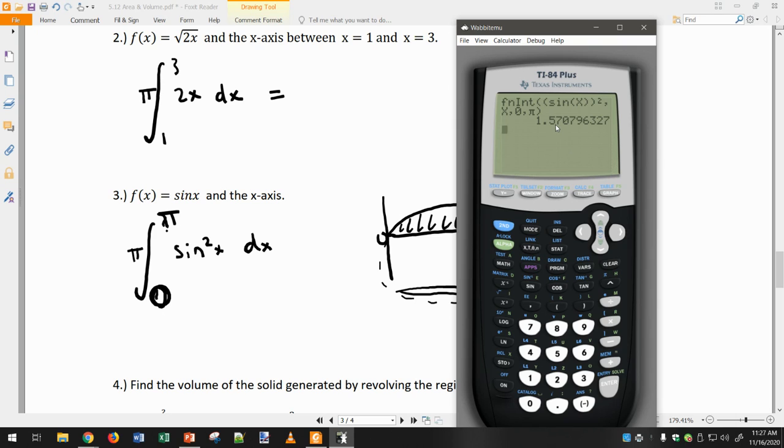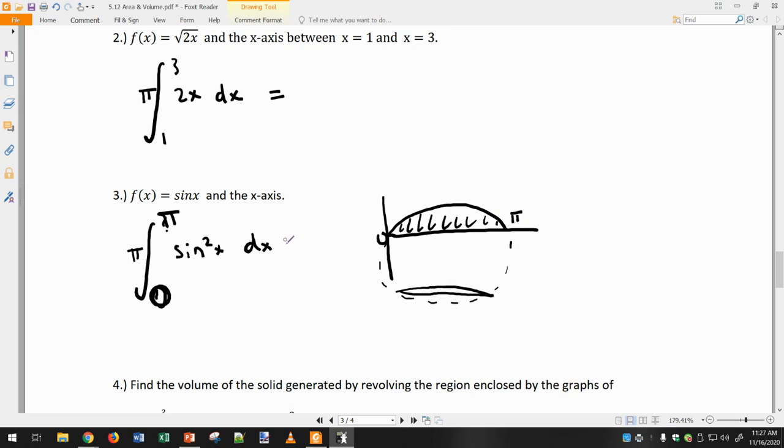1.57, that's actually pi over 2. You don't have to know that, but then we're going to multiply this by pi. So we get 4.93 approximately. Okay, but we could also be exact here because we had pi times pi over 2. So this would be equal to pi squared over 2 if you want to be exact.